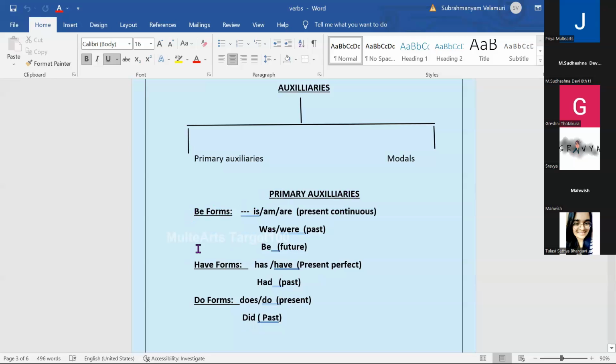So let me make it clear. Of the primary auxiliaries, two things you must be very clear about to go with the tenses: be forms and have forms. Be forms are used in continuous, whereas have forms are used in the perfect. When you get a combination of perfect continuous, you add one more word, been, along with be and have. That's it. If you are thorough with these, tenses are very easy. I hope I'm clear. It's a big chapter to learn verbs. Once we are thorough with that, then you can go on.